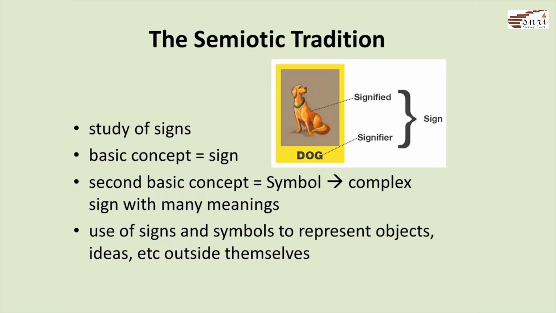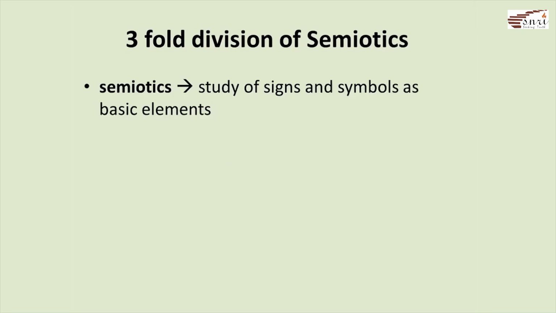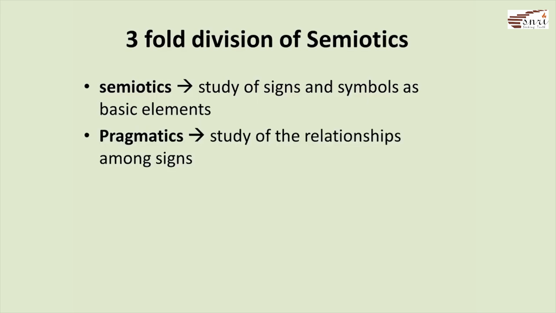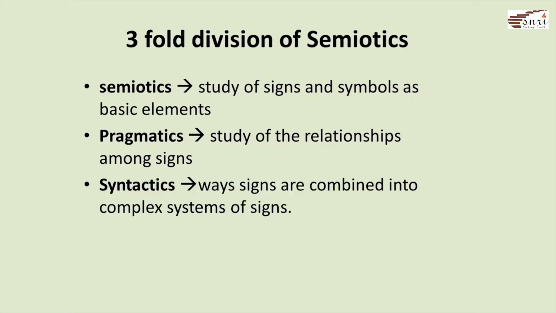Now, semiotics is basically divided into 3 parts. Let's have a look at these 3 parts. First is semantics, that is the study of signs and symbols as basic elements. Then we also have pragmatics, that is the study of the relationship among signs. That is, how do these signs interact with one another, or is there any kind of connection between one sign and another? And next we have syntactics, that is the ways signs are combined into complex systems of signs. Having a look at this threefold division also enables us to understand signs and symbols in a much better light.